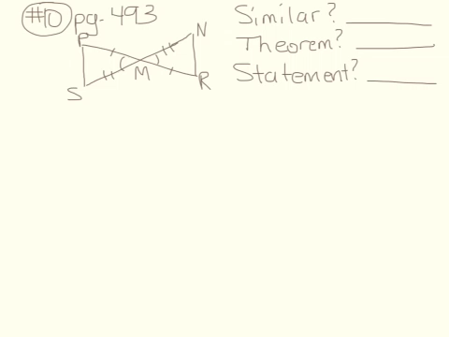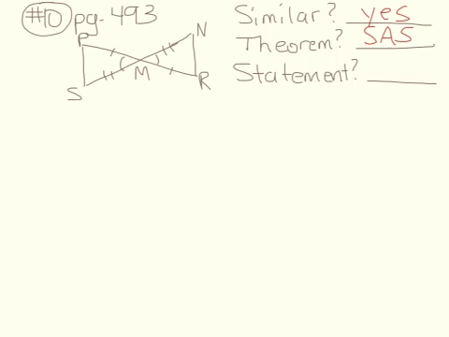Okay, on number 10 on page 493, we're just supposed to tell whether these two triangles are similar to each other. And on number 10, these two triangles are similar to each other. And I know that because of the side angle side similarity theorem, because I know that PM is congruent to RM. And I also know that angle PMS is congruent to angle RMN. And then I know that MS is congruent to MR. So that's the side angle side theorem.